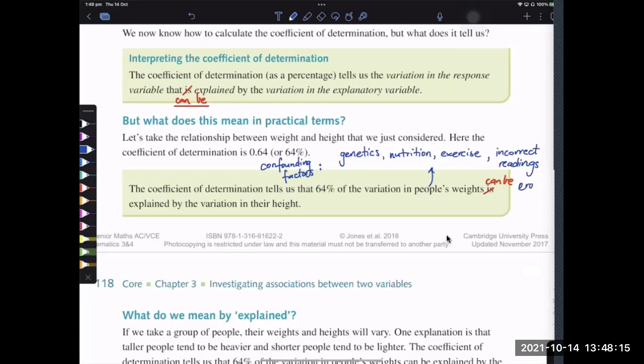True. So a lot of us women will lie about this. You know that. Incorrect readings, yeah, that's so true.